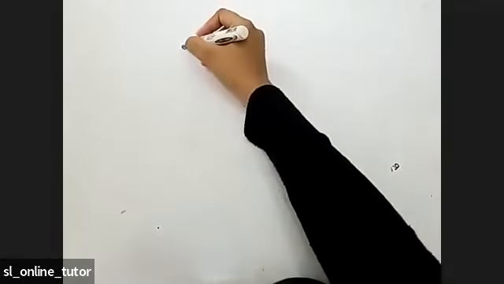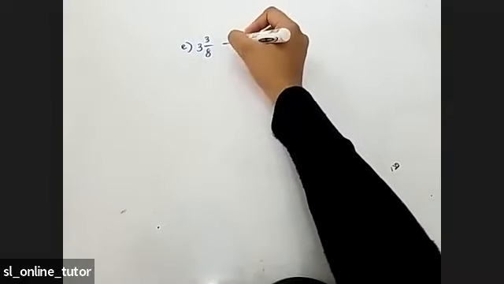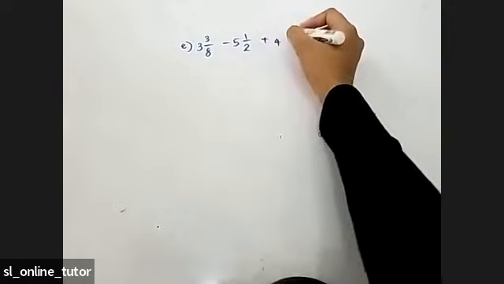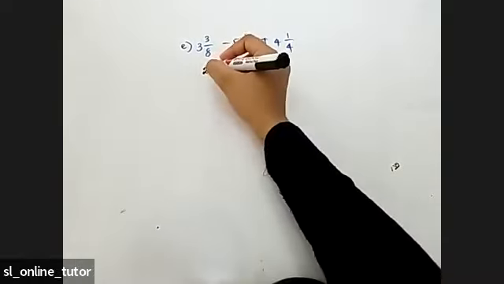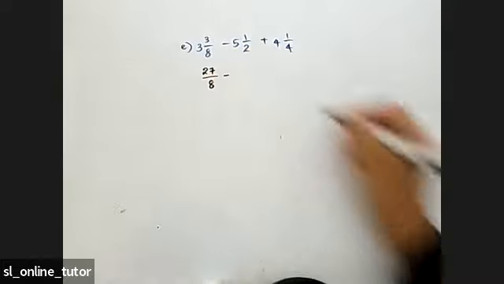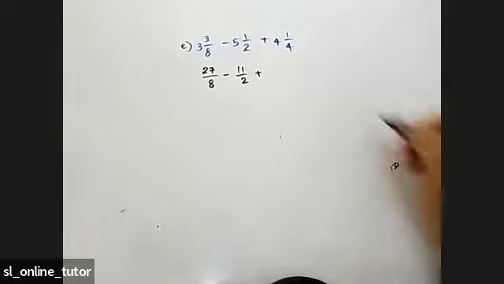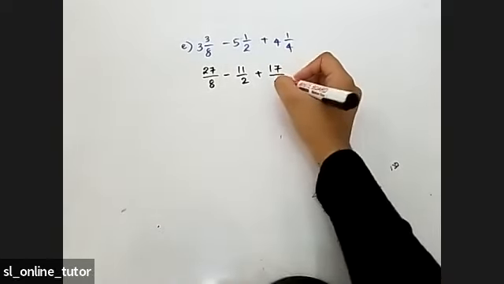3 pairs of fractions when you have. This is a mixed fraction. When a mixed fraction is given, always remember that first of all, you better convert it to improper fraction. So that's what we have to do now. I'm going to convert this. 8 times 3, 24. 24 plus 3? Yes, 27. 5 times 2, 10. 10 plus 1, 11. 4 times 4, 16. 16 plus 1, 17. Right?